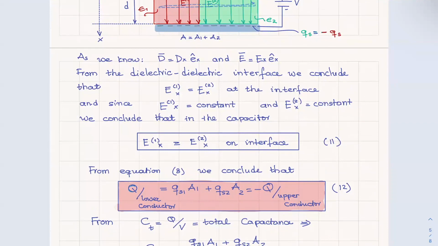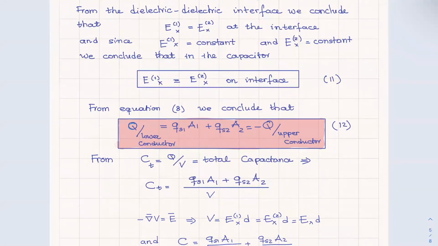Since the field is constant, the electric flux density is not, because the electric flux density in each region is connected with the field through a scalar, the electric permittivity, which is different for each medium. So the electric fields are constant throughout the whole region, despite the dielectrics, but the electric flux density changes from the pink to the green area.